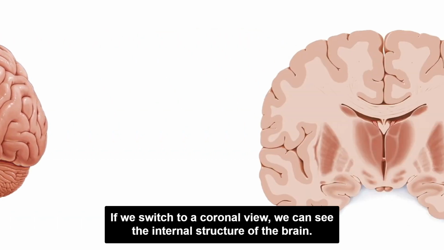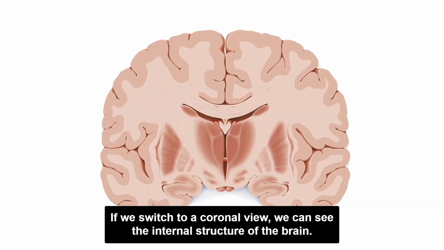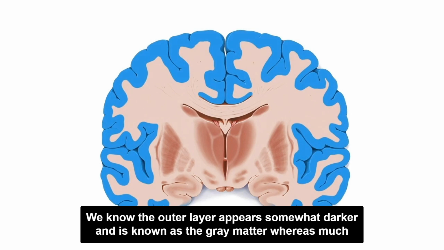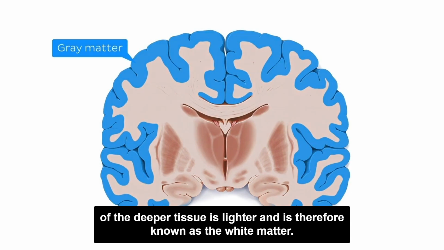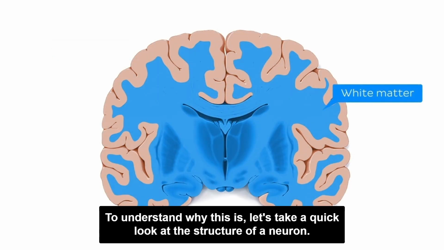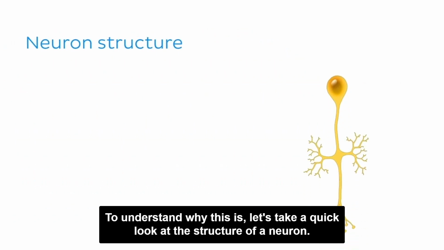If we switch to a coronal view, we can see the internal structure of the brain. Here we can clearly identify two distinct areas. We know the outer layer appears somewhat darker and is known as the grey matter, whereas much of the deeper tissue is lighter and is therefore known as the white matter. To understand why this is, let's take a quick look at the structure of a neuron.